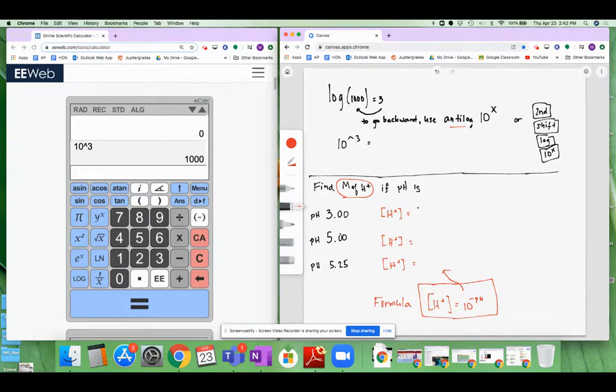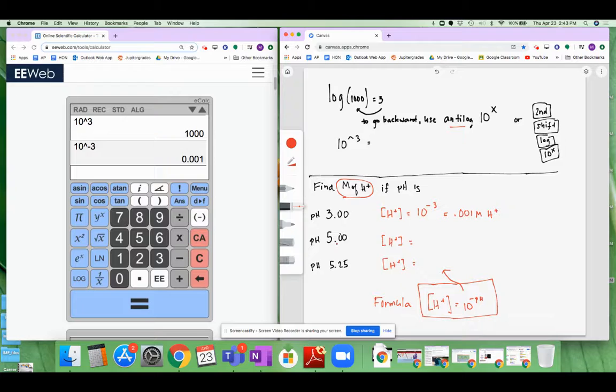So here it's going to be 10 to the negative of the pH, which is 3. To plug that in, again, you type in 10 to the power of negative 3. And it will give you 0.001, which is the same as 10 to the negative 3. So that number means that's the molarity of the H plus inside the beaker if you have a pH of 3.